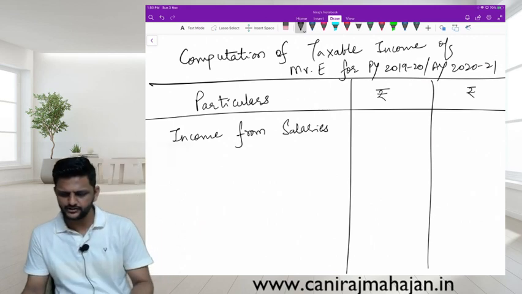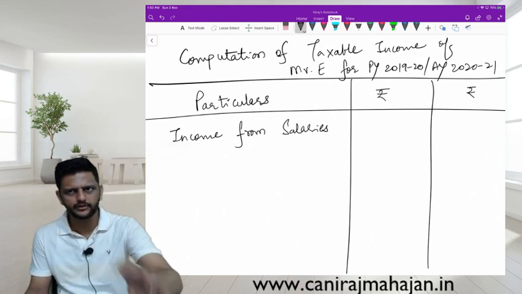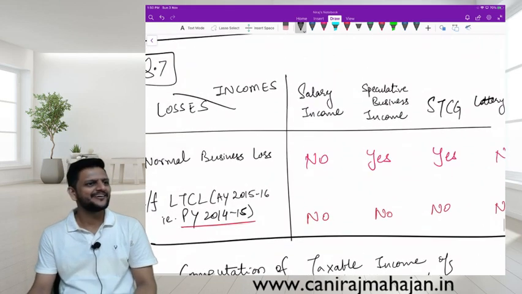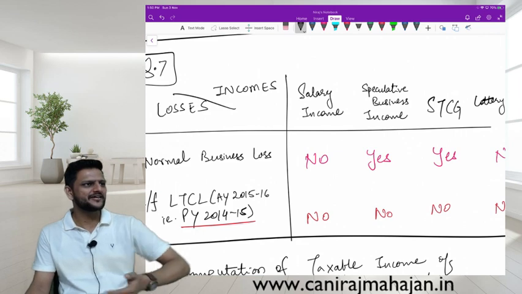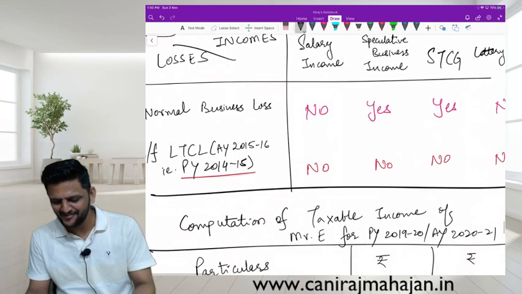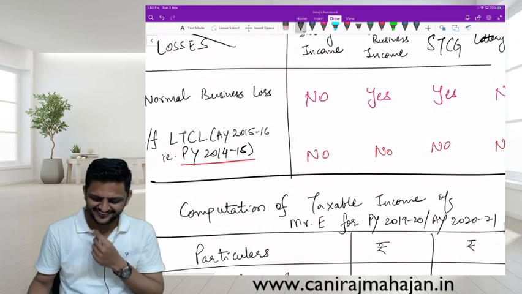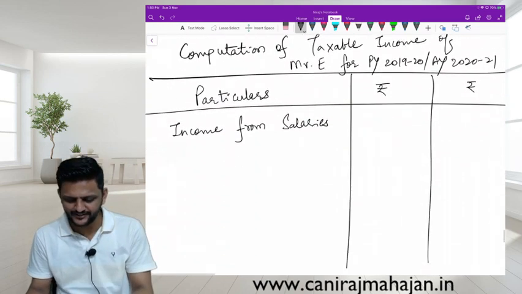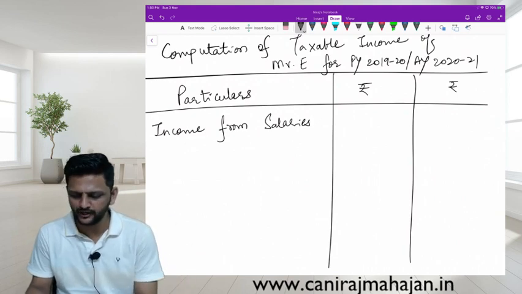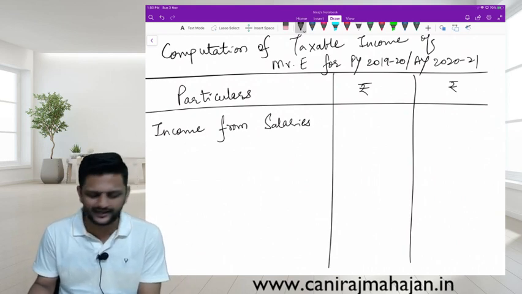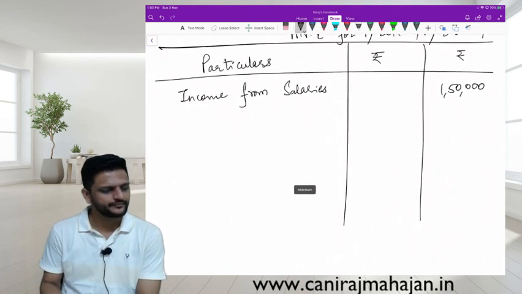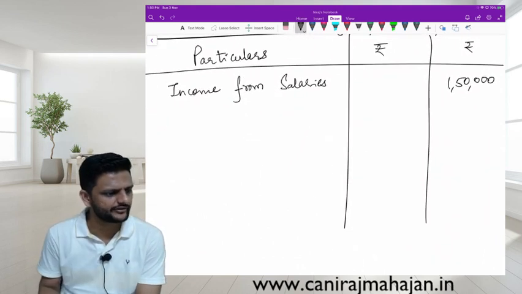Has salary said yes to someone? That will be checked in the table. No. Salary said no to everyone. So directly outer column. How much? 1,50,000. Okay, till here? So we have to again move to the next head of income.